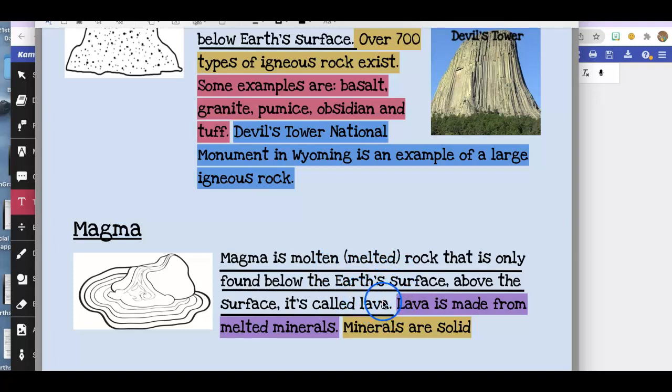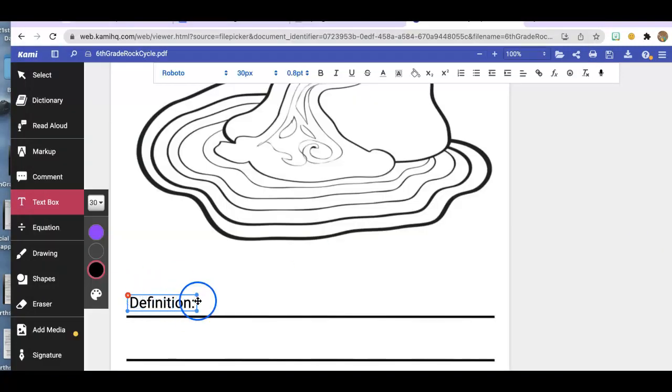Above the surface, it's called lava. Okay, your definition should be underlined. So you are going to take this definition and write it on your paper. Okay, I'm not going to show this. You're going to hit pause and look at your paper and add the definition behind the word definition. So hit pause now. Okay, thank you for coming back.